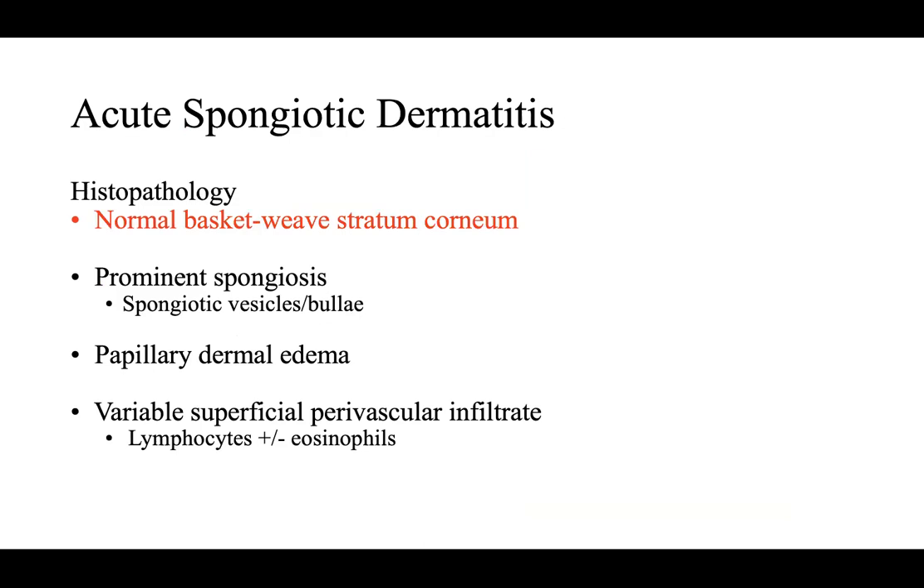As I mentioned on histopathology, you'll see that normal basket weave stratum corneum with prominent spongiosis, spongiotic vesicles and bulla, papillary dermal edema, and variable superficial perivascular infiltrate, lymphocytes plus or minus eosinophils. And I really want to emphasize the plus or minus eosinophils here, because a lot of people think you have to have eosinophils to have an allergic disease or a drug reaction or something of that nature.